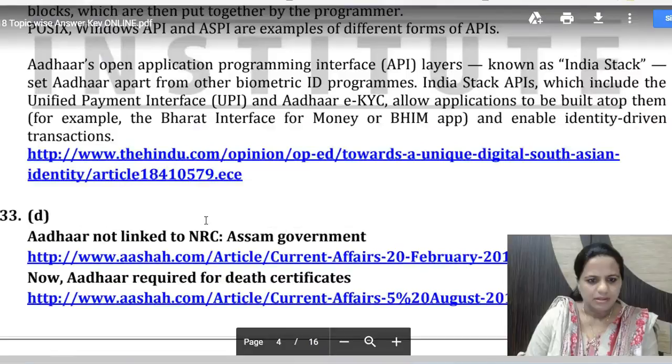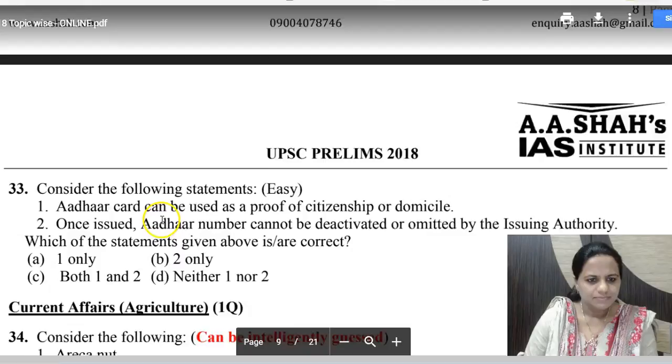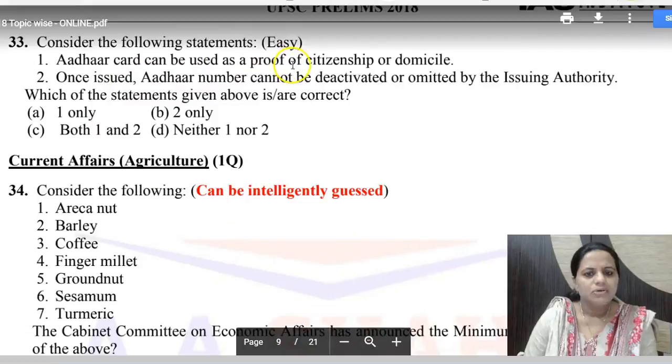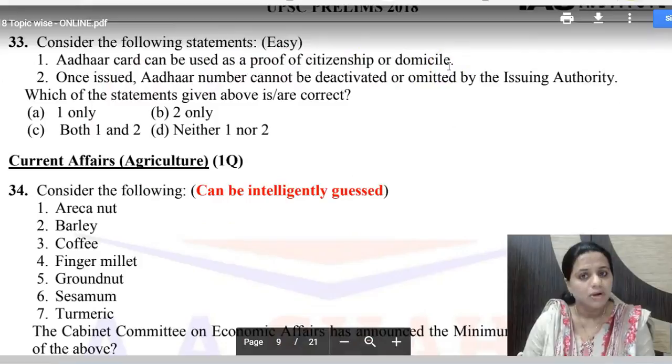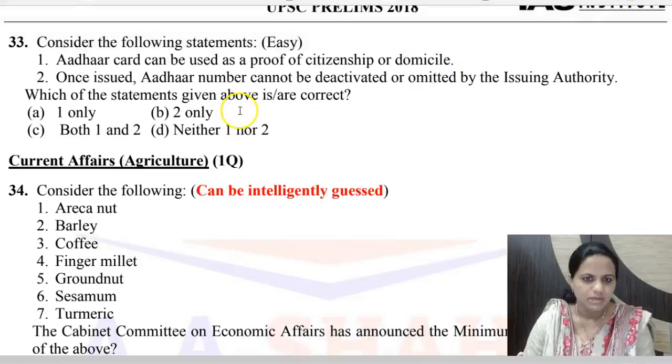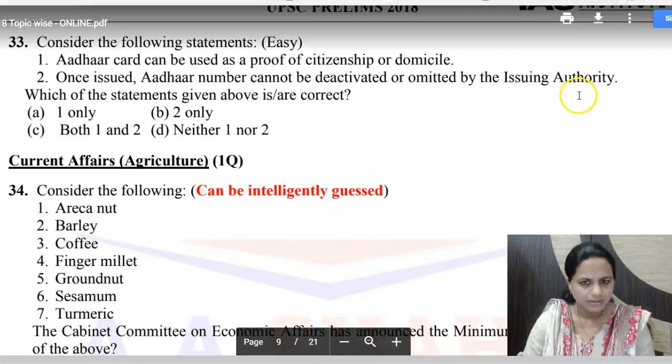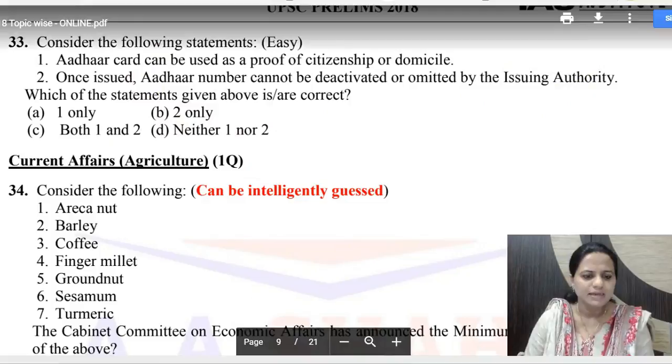Then question 33. Aadhaar card can be used as a proof of citizenship or domicile. This has quite often been in news. Aadhaar card cannot be a proof for citizenship or domicile because you've seen many non-Indians have also acquired Aadhaar. So that has been clarified by the government quite often. Second is, once issued, Aadhaar number cannot be deactivated or omitted by the issuing authority. This is also incorrect. If a person dies, it can be deactivated. So both statements are incorrect. Here the correct answer is D.